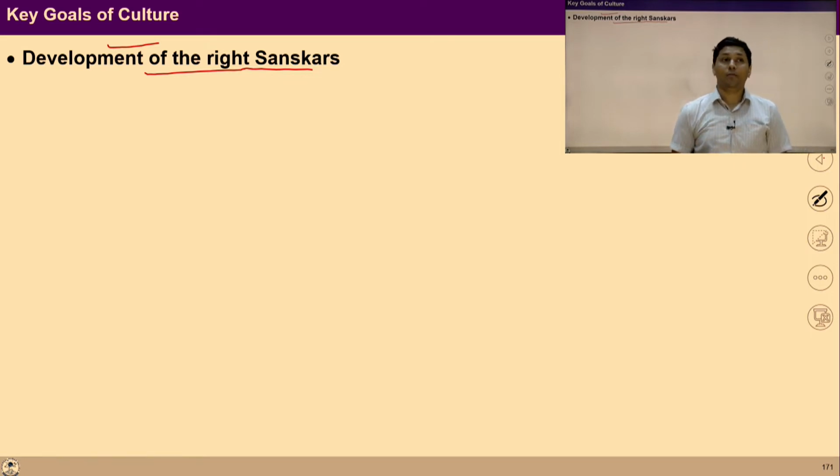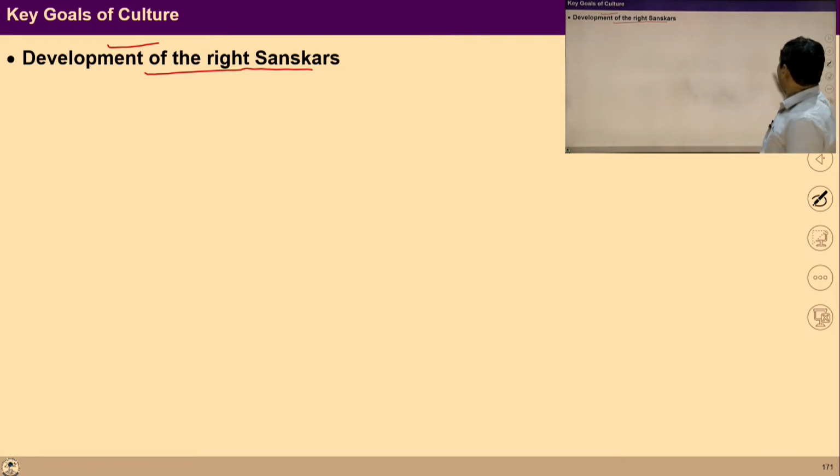The development of the right feelings and thoughts in every individual. So the aim of every culture, every cultural function is the development of right sanskar, the acceptance, the feeling and thought of everyone. So basically culture helps you to develop your sanskar, to guide you at the level of feeling, at the level of thought.